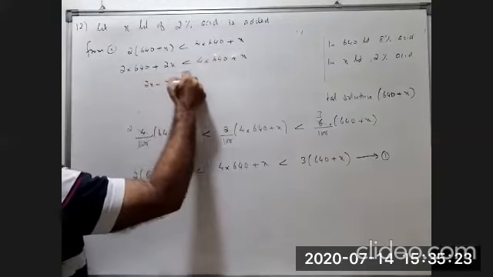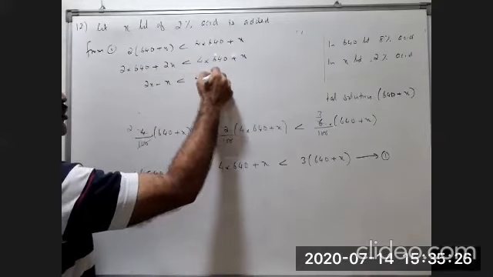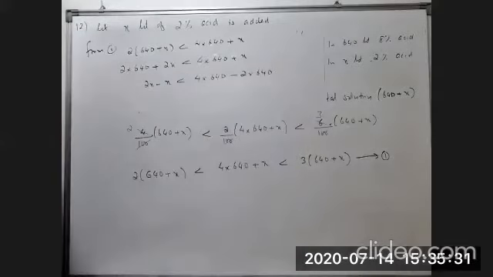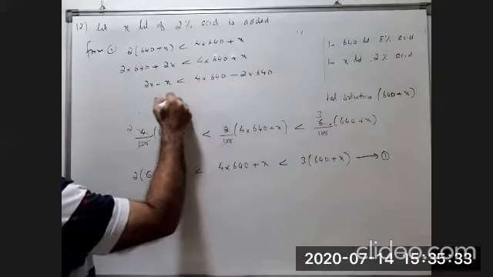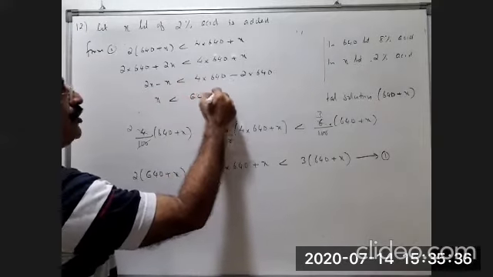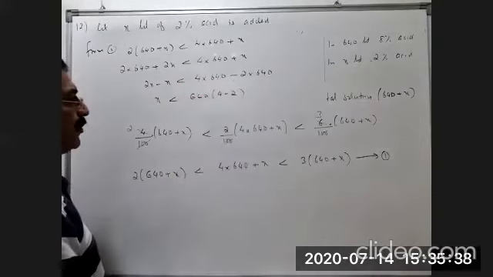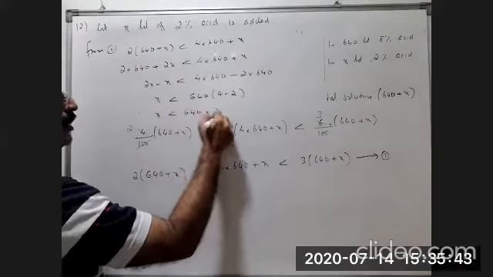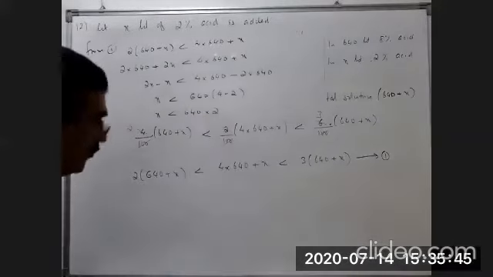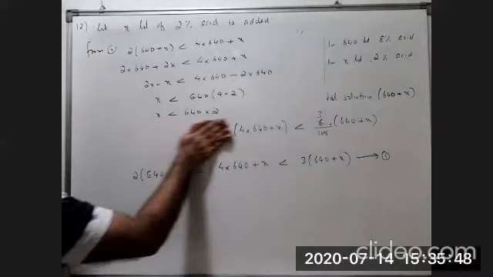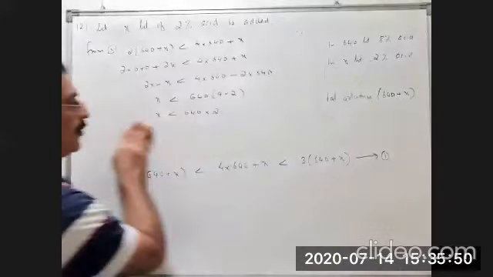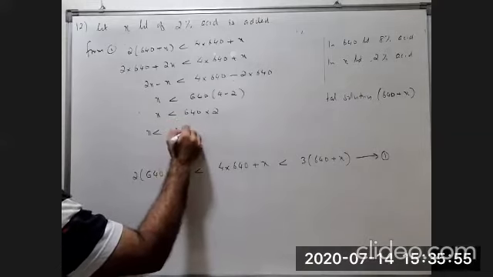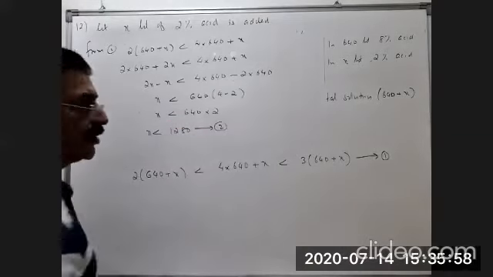2X minus X less than 4 into 640 minus 2 into 640. Don't go for multiplying. We can take 640 common. X less than 640 into (4 minus 2). X less than 640 into 2. That is X less than 1280. We got condition 2.